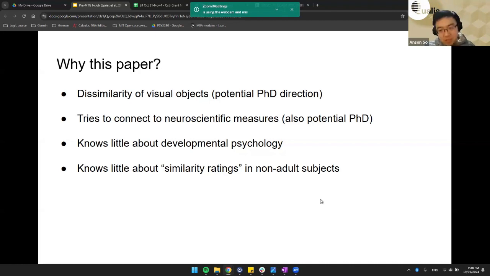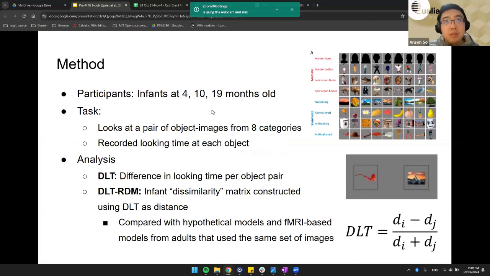So the paper, as we mentioned, is looking at visual object categorization in infants. The way in which the paper is conducted is they recruit infants that are 4 months, 10 months, and 19 months old. And then these infants are asked to look at images of objects, shown on the top right corner. There are a total of 36 images shown in 8 categories.